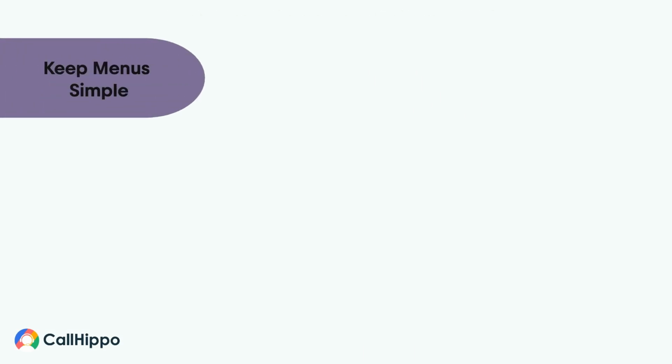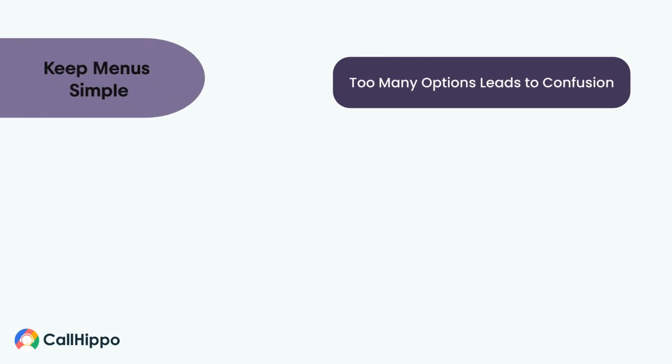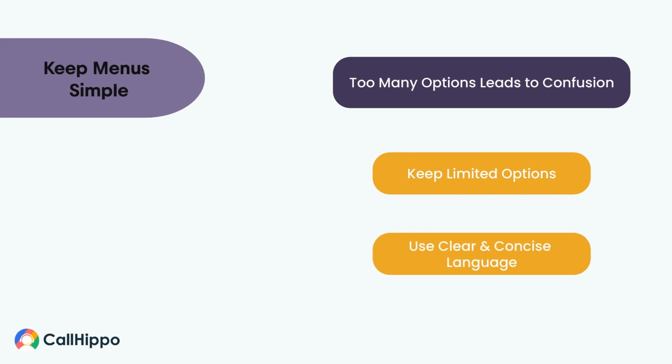1. Keep menus simple. Overloading callers with too many options can lead to confusion and frustration. Keep menu options limited and ensure each prompt uses clear and concise language.